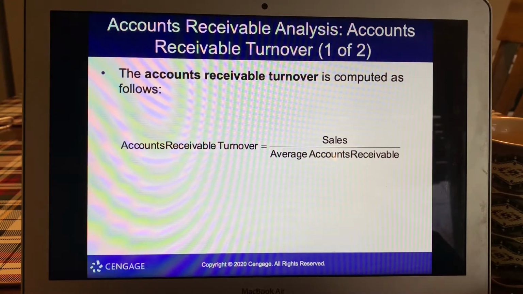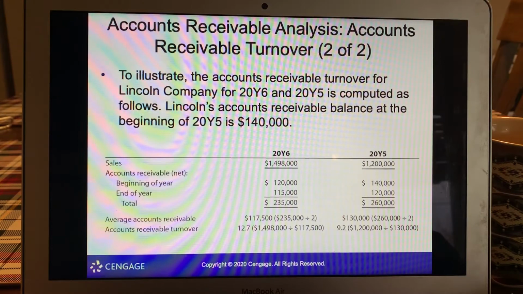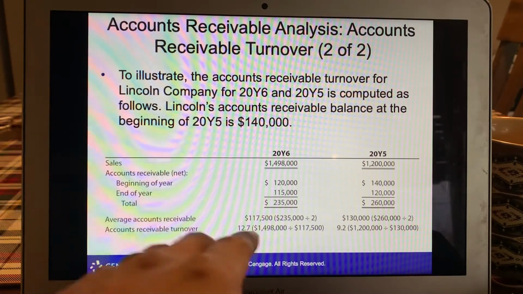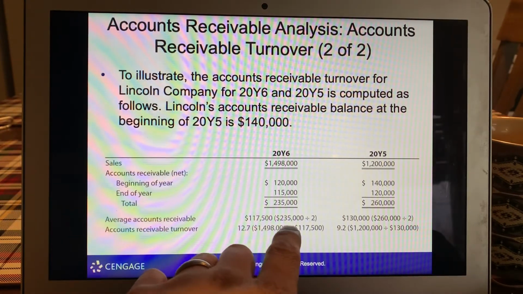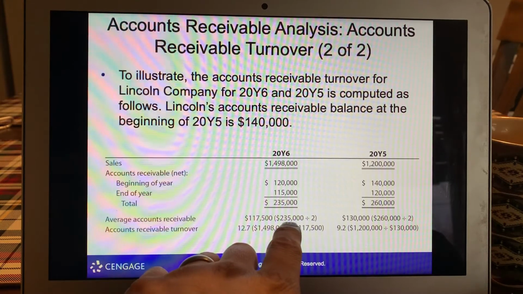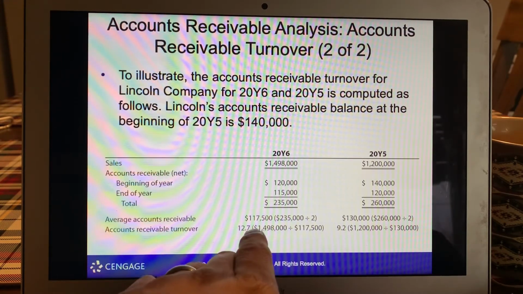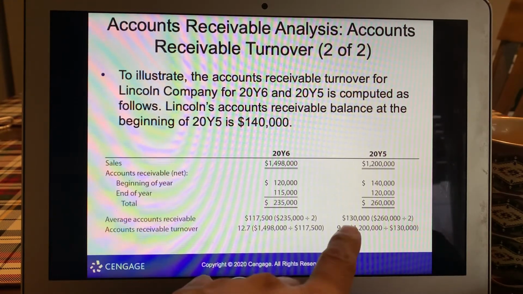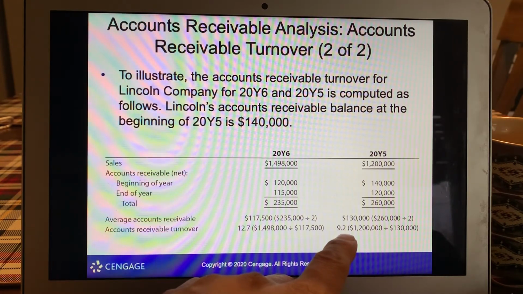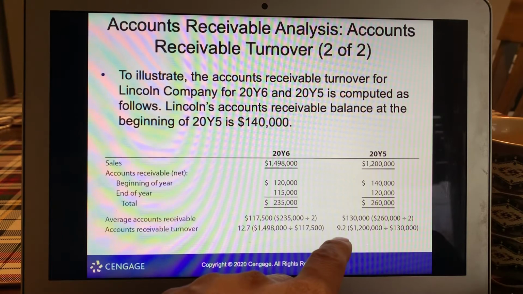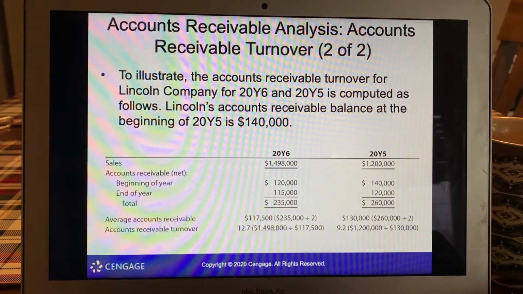Accounts receivable turnover is sales divided by average accounts receivable. So here's an example. So we have 117.5, which we get from 235 divided by 2, so 12.7. In 2015-ish, 130, which is 260 divided by 2. That's our average accounts receivable, and then our accounts receivable turnover is 9.2. Okay. So 120 divided by 130,000.